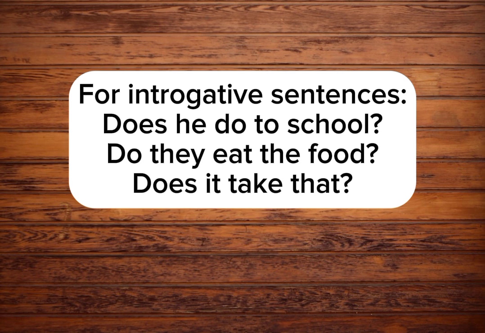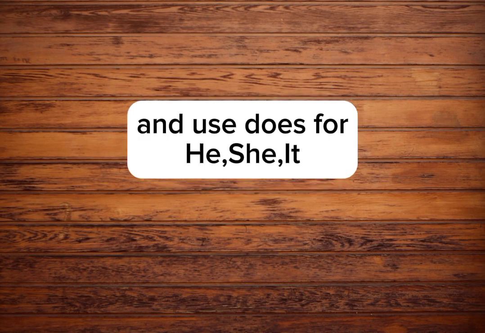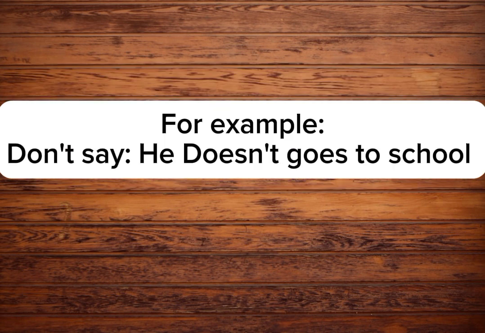For interrogative sentences, does he go to school? Do they eat the food? Does it take that? Remember, use do for I, we, you, they, and use does for he, she, it. Also remember, if you use does in your sentences, you don't need to add s at the end of your words. For example, don't say, he doesn't goes to school.